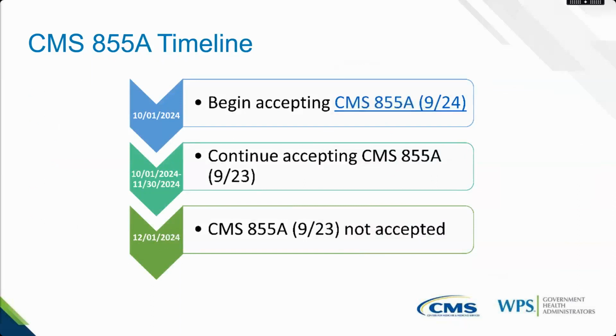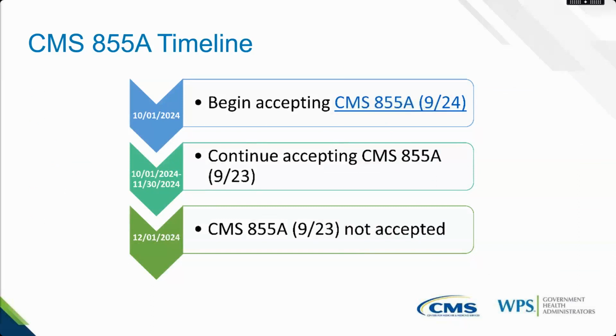I want to go over the timeline before we jump into those sections. So on October 1st, MACs began accepting the 924 version of the CMS 855A. And we are currently accepting the 924 and the 923 version of the CMS 855A. And we'll continue to do that through November 30th.